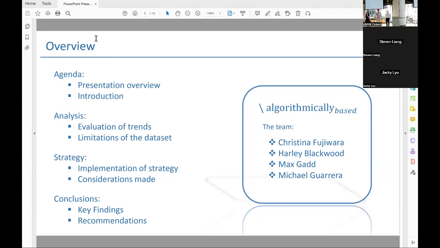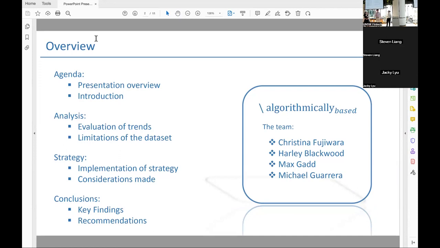I'll start off. My name's Christina, and I'll give a general overview of what exactly we started off with. Then we'll be followed by Holly, who was in charge of the analysis and the more technical overview of the project, going through the trends and limitations of the data we were given. Then Max will talk about the strategy, implementation, and more importantly the considerations we made, as well as the limitations of the actual code. And finally, we'll wrap up with the conclusions and key findings.